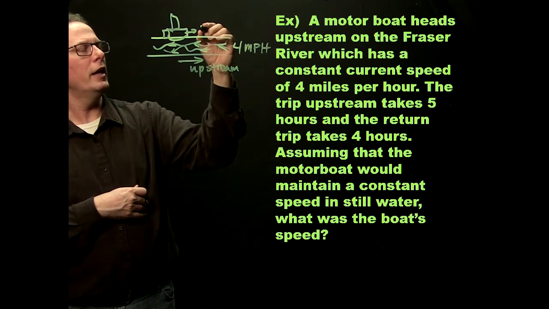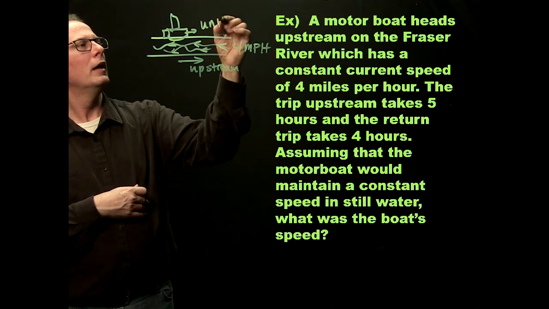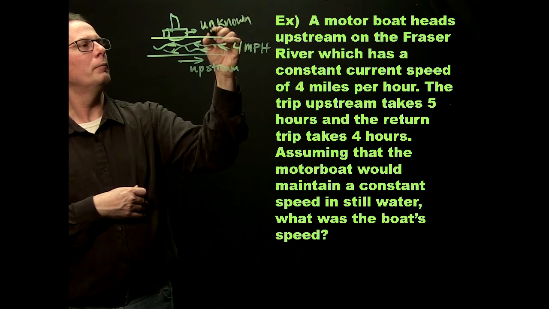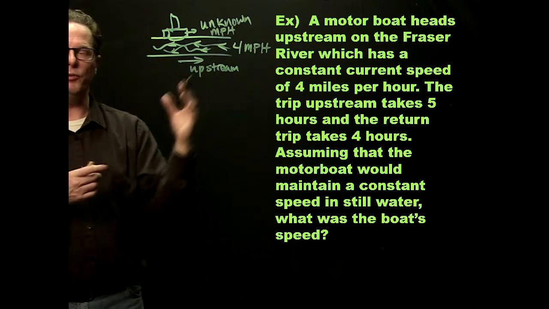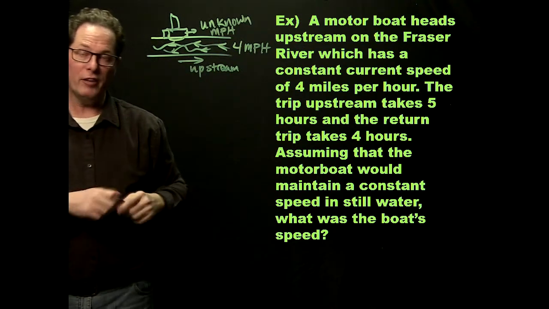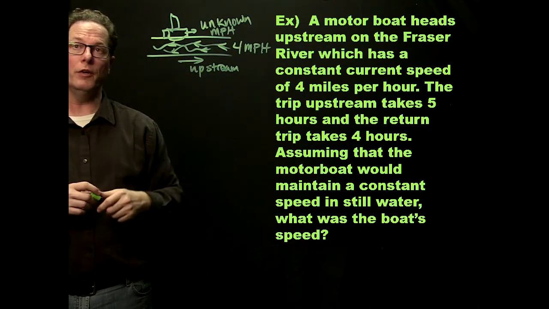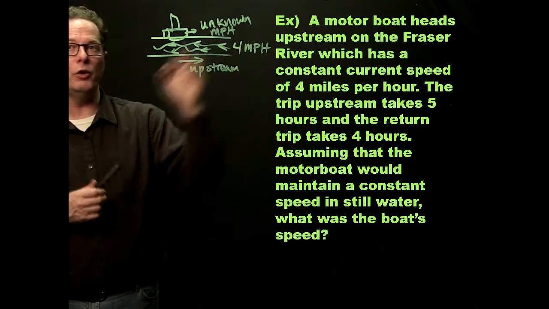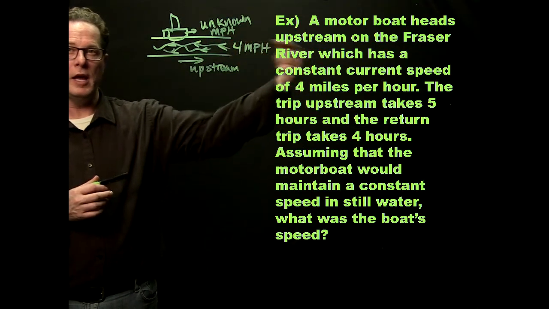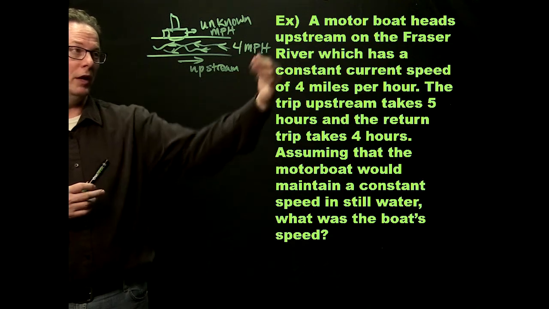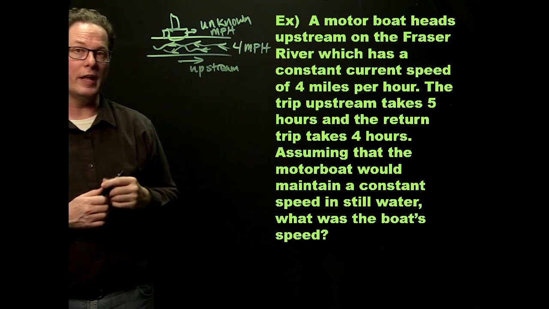This is traveling at an unknown velocity. We don't know what that is. That's actually what we're looking for. This is an important aspect of this question: what is the speed of the motorboat? So we're just going to say unknown miles per hour against a stream, a current that's going 4 miles per hour in that direction.